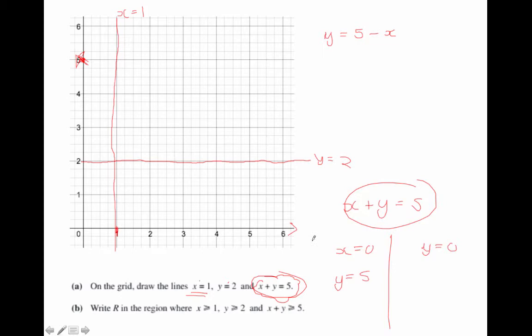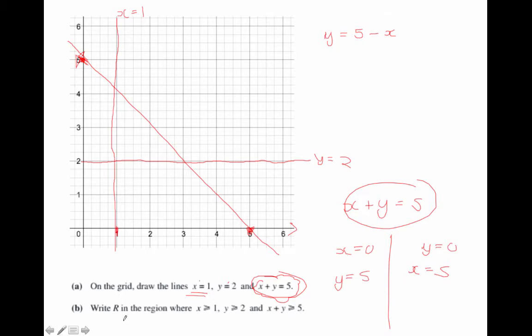And then here, if y equals 0, or in other words, at the x-axis, what would x be? Again, x plus 0 equals 5, so x must be 5. So it's going to go through here. And then once I've got 2 points, I know it's a straight line, so I can just join those together. So you should have got a diagonal line crossing through 0, 5 and 5, 0.